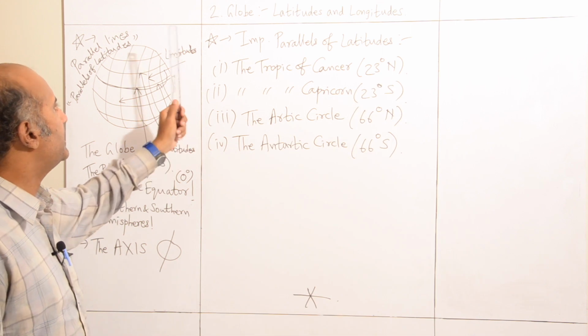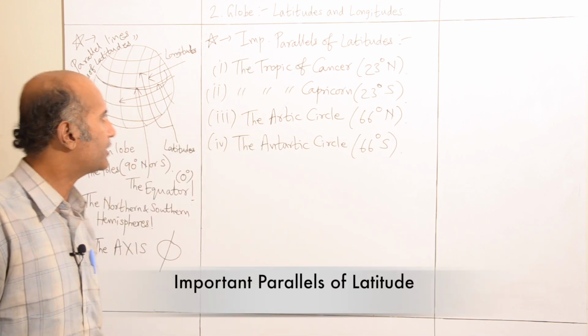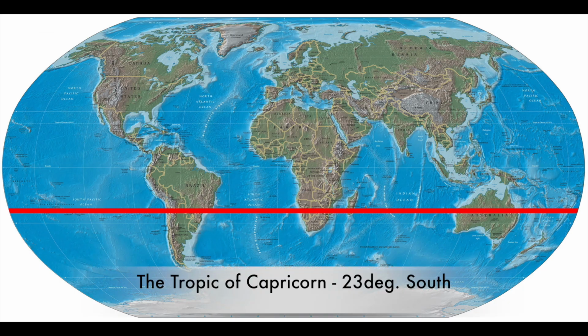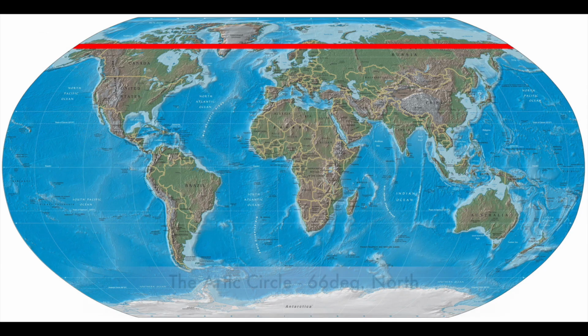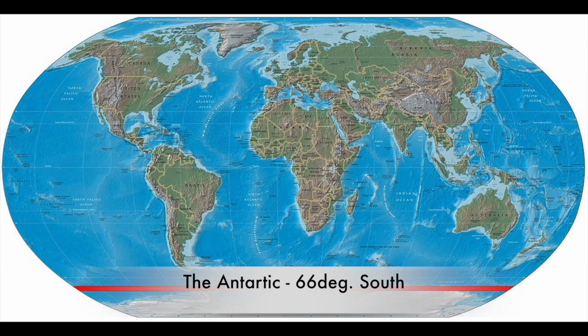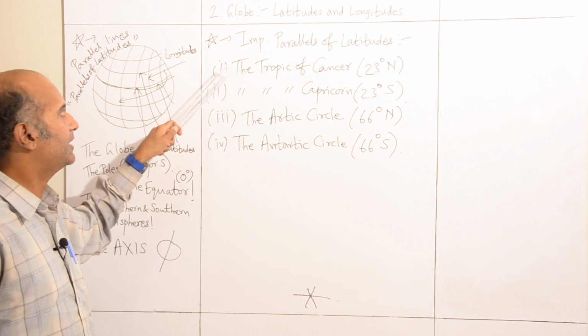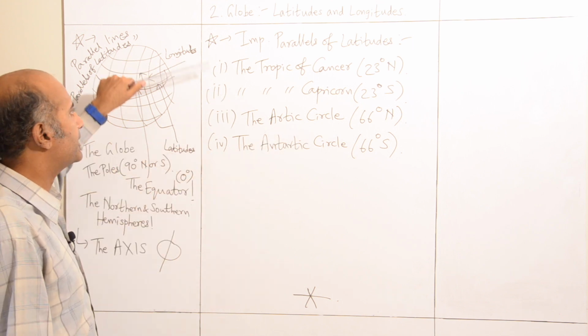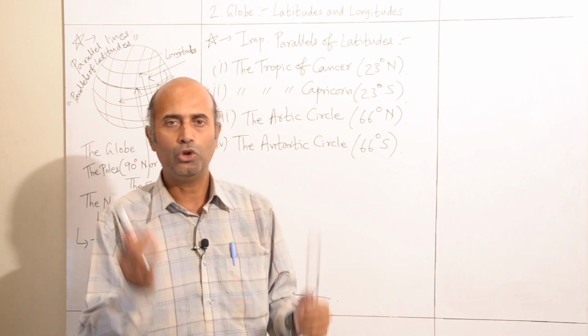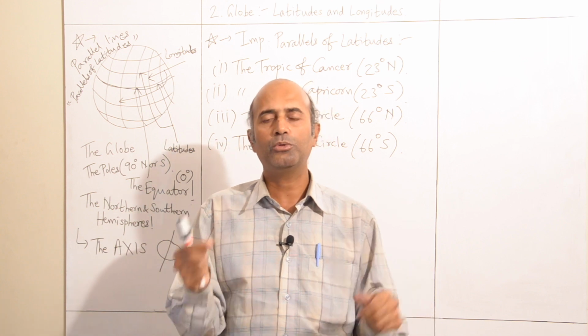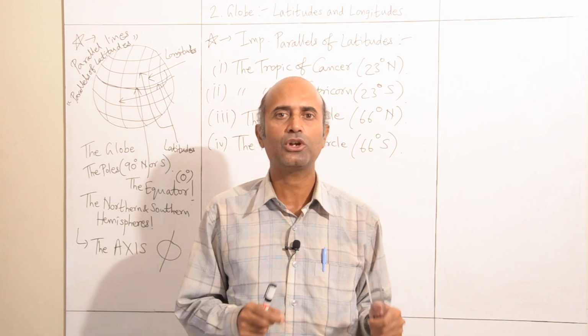Let's take a look at this topic, important parallels of latitudes. The first important parallel of latitude is the Tropic of Cancer, which is 23 degrees north. Then we have the Tropic of Capricorn, which is 23 degrees south. Then we have the Arctic Circle latitude, 66 degrees north, and the Antarctic Circle latitude, 66 degrees south. So these are the four important parallels of latitudes. They will help us locate or navigate exactly where the object or the human being is. So that's why these are very important parallels of latitudes.